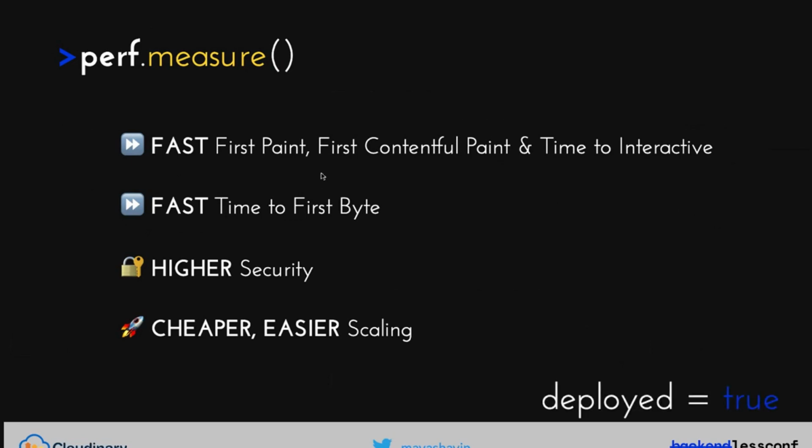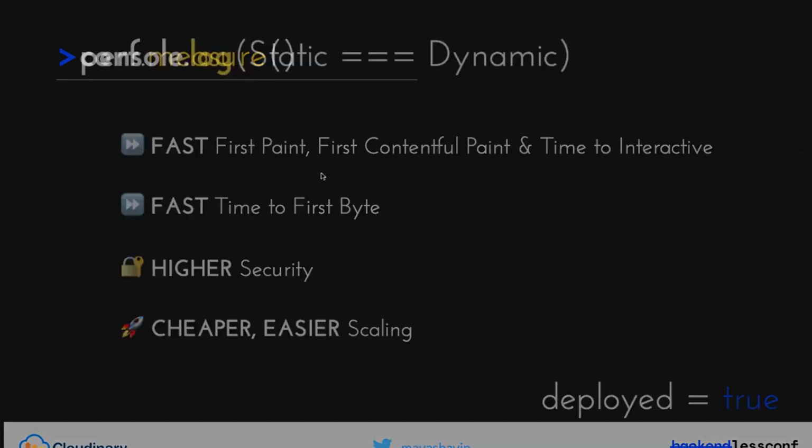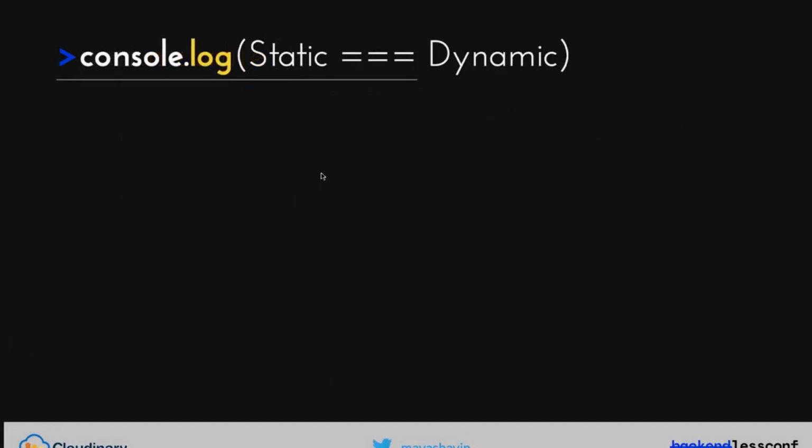So this is the performance measurement of the application at runtime. So does it mean that static is now equal to dynamic, or static site generator is equal to server-side rendering? Well, let's take a look at the use case of Cloudy Patch.